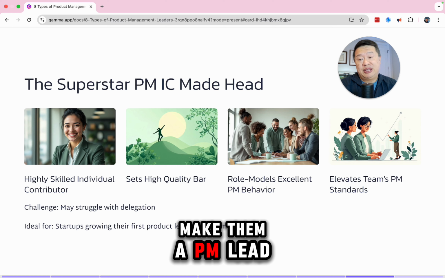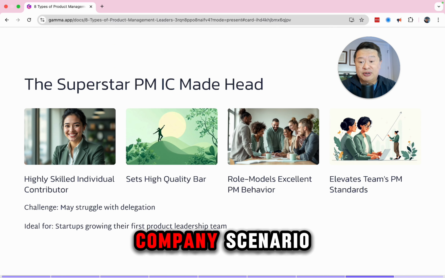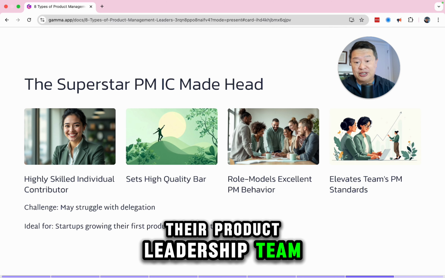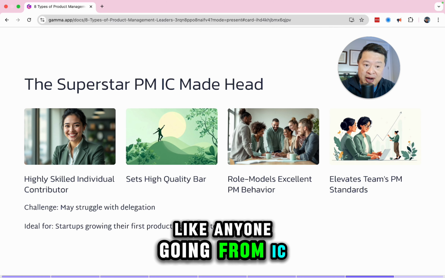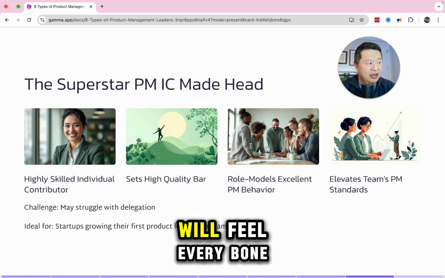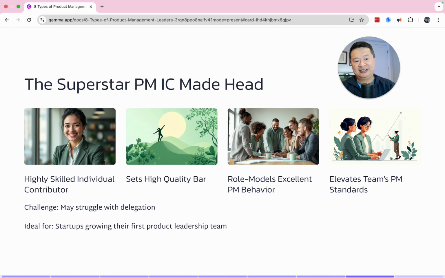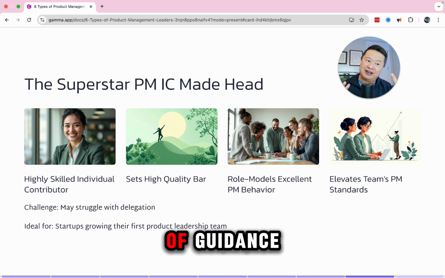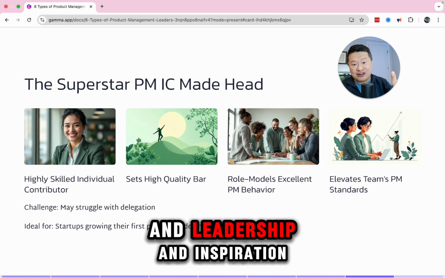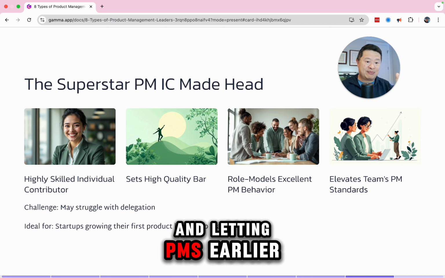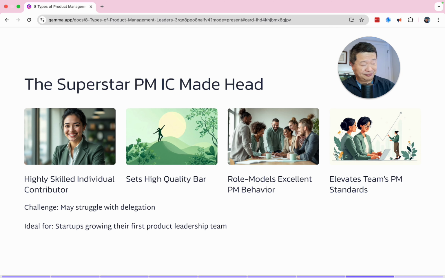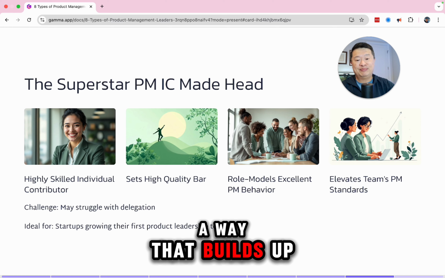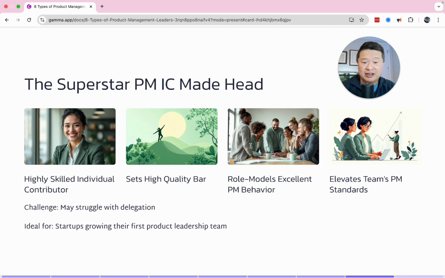It's very common to make them a PM lead, especially for a team, sometimes in a small company scenario. They are amazing for startups that are still small, maybe still growing out their product leadership team. And it's, let's see how far Jane can go. Like anyone going from IC to manager, they will struggle with delegation, will feel every bone in their body wanting to critique every decision their PMs are making. That'll be a process to figure out the right level of guidance and control and leadership and inspiration and support, and letting PMs earlier in their career make mistakes where the costs aren't too high, but also knowing when to override decisions and do it in a way that builds up the team. So definitely a common archetype and an important one.